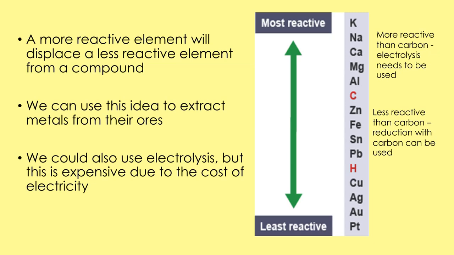So the carbon's not going to be able to steal away the other element from the ore because it's not reactive enough. Those elements that are more reactive than carbon, you need to use electrolysis. You could actually use electrolysis for any of those elements, but electrolysis is a lot more expensive due to the cost of the energy, especially the electricity that you need for that process. So if we can use carbon, we will use carbon because it's cheaper.